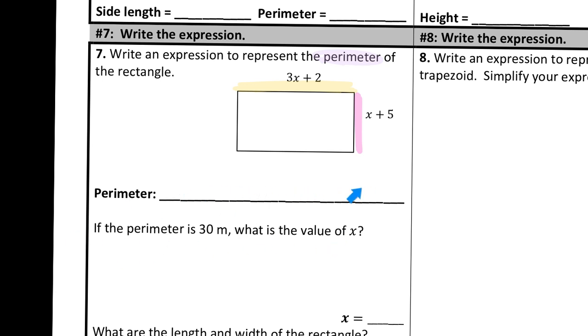Well, you're going to have an expression that represents the perimeter. And now you've been given a number that it is equal to. So you're going to set up that problem and solve for x.